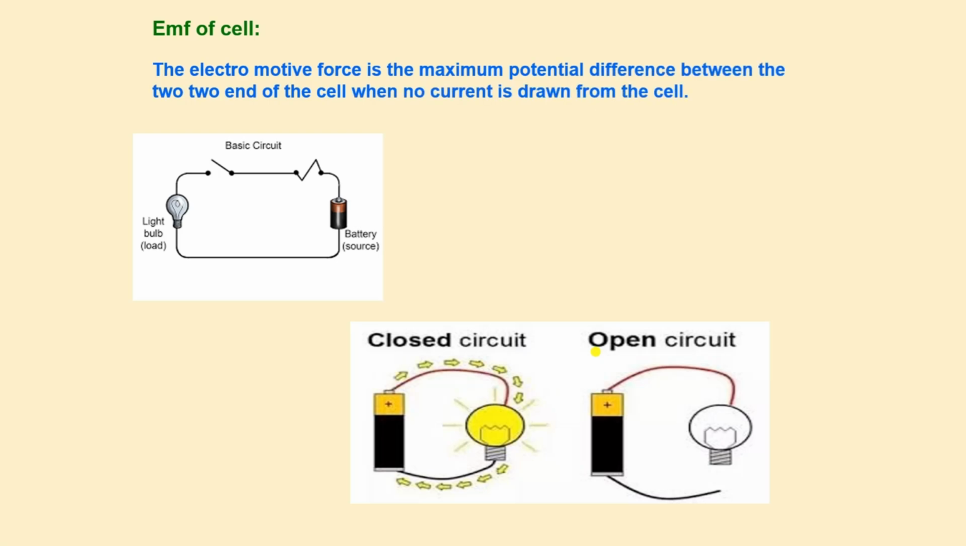EMF of the cell, electromotive force, is the maximum potential difference between the two ends of the cell when no current is drawn from the cell. Here is an open circuit. This is the battery connected, this is a bulb, and there is a switch. When we apply the key here, it will become closed. When you open it, the circuit will be open. In the closed circuit, the bulb will glow. The current flows from the positive end to the negative end. In the open circuit, no current will be drawn.